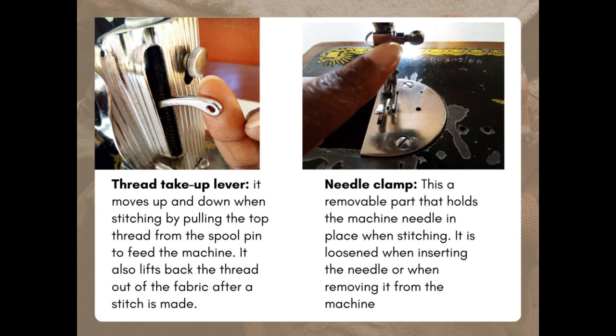And we have the needle clamp, which is a removable clamp that holds the needle in place when stitching. You can loosen it by unscrewing it, and then you can insert the needle when you're putting the needle in the machine. So to insert or to remove the needle, you loosen the clamp first.